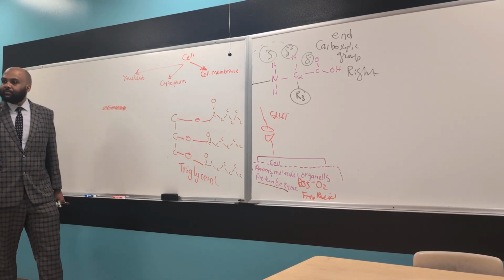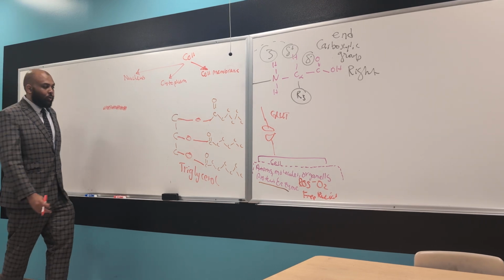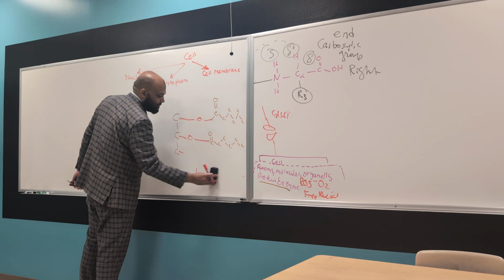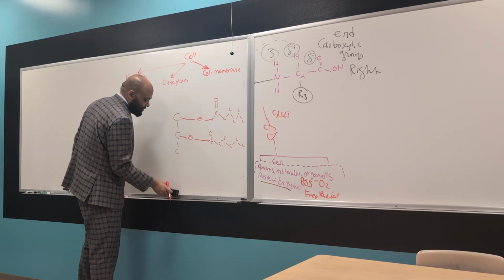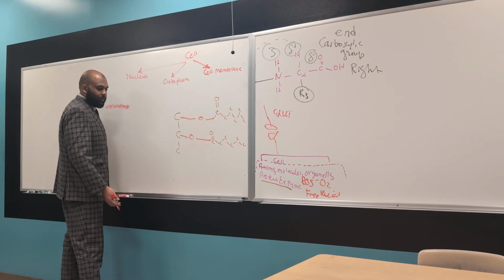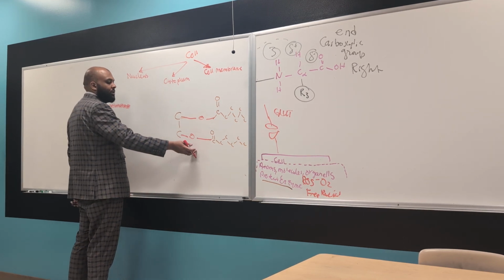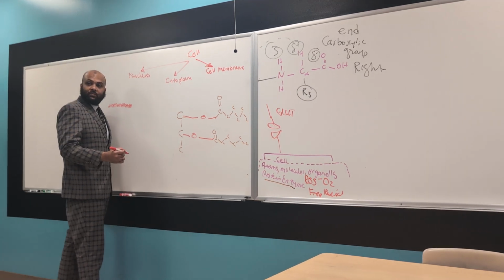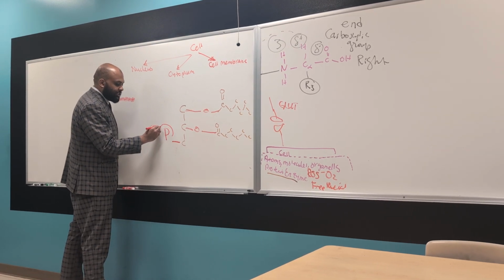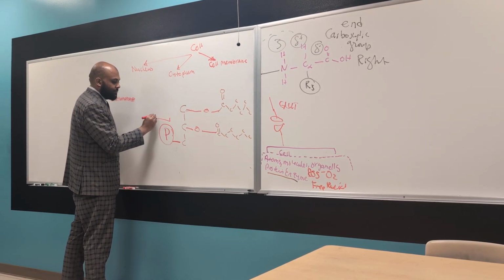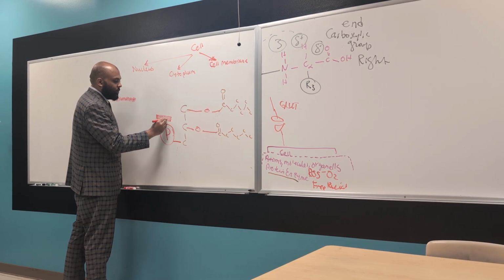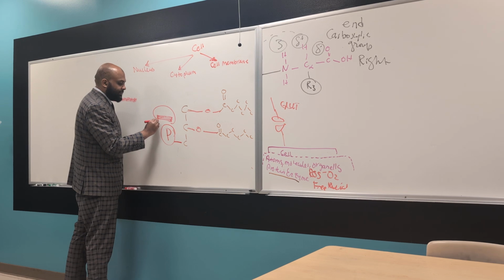What's going to happen in the triglyceride? One of the tails, we're going to remove all of this tail and add what? What are we going to add to replace one of the tails? Phosphate. Excellent. We're going to add a phosphate. What charge does the phosphate have? It has a negative charge.